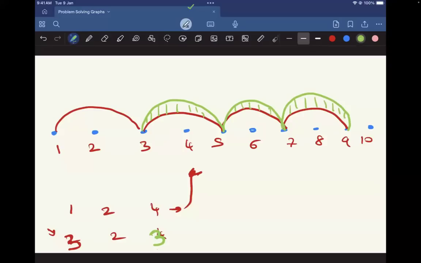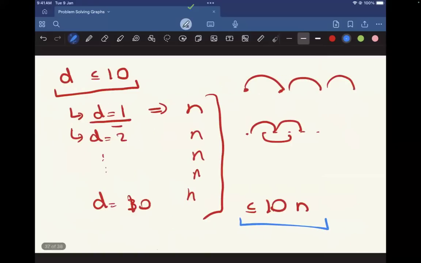Consider this: instead of this 4, this is equal to 3. So this arc is not there. Now, how do we make arcs congruent? Because if we are able to merge these arcs, we can solve it very easily. So our goal is very simple, guys. We are going to solve for every D, and we are going to make a graph.